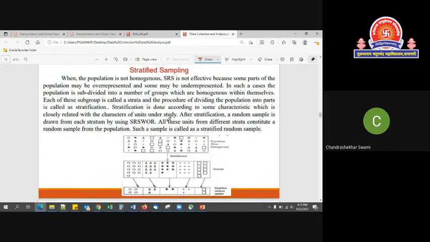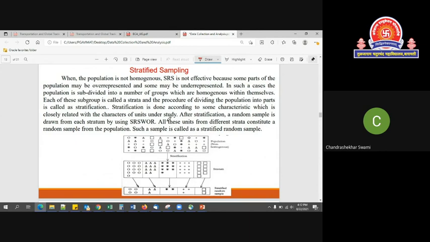Okay, now the next procedure or next type is what? Stratified sampling. In simple random sampling, generally all elements in the population are to be homogeneous. Homogeneous means, as I said in the previous example, suppose I have 10 bikes, all bikes of the same brand, Pulsar bike, I have considered. In that case, I have to use simple random sampling.